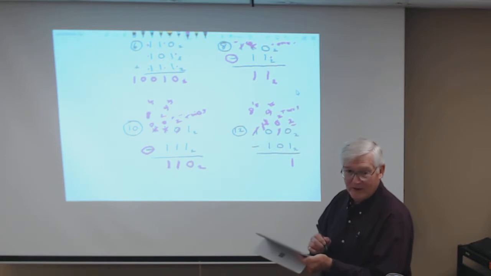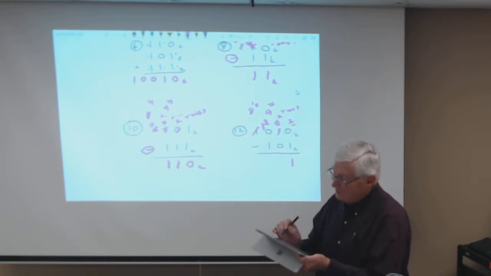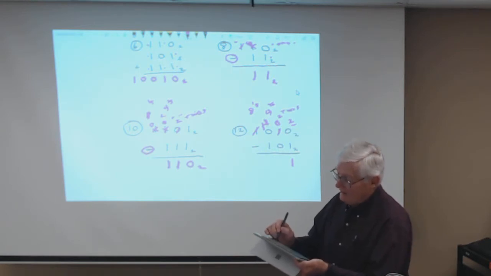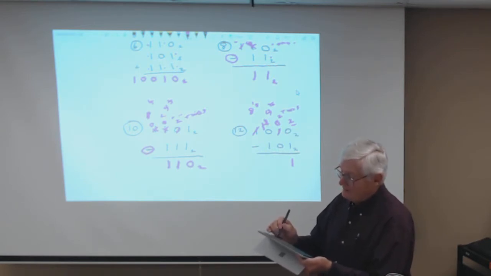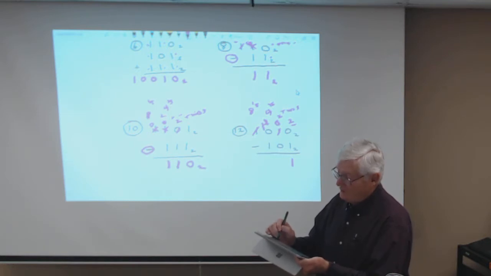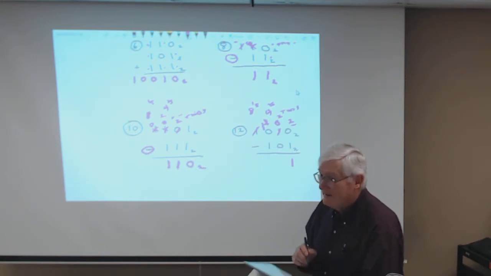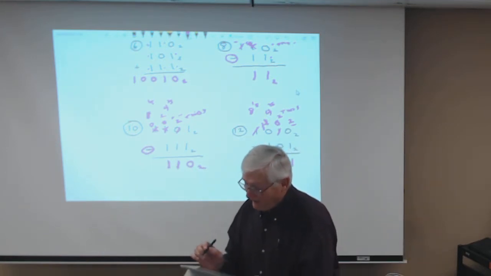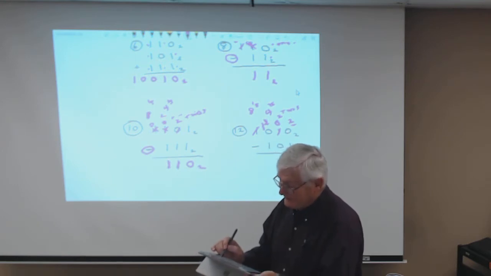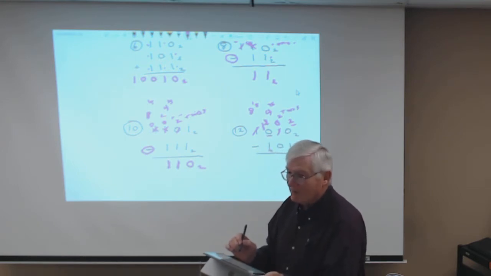Everybody follow what's going on there? This 1 8 became 2 4s. Now I've got 2 4s. I borrow 1 of them. That gives me 2 2s, and that leaves me 1 4. Why did you need to borrow when there's a 0 underneath? Say that again? Why did we have to borrow when there's just a 0 underneath? Because see, what's 0 minus 1? I can't do that.